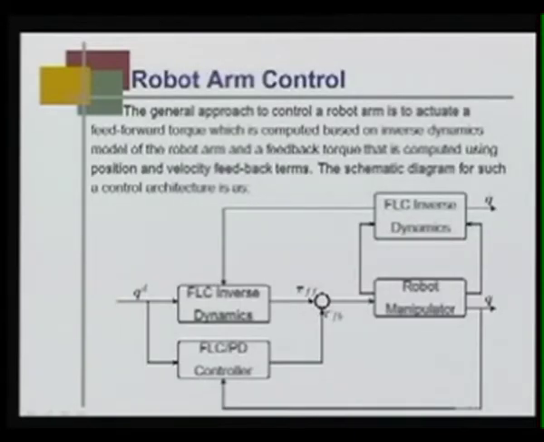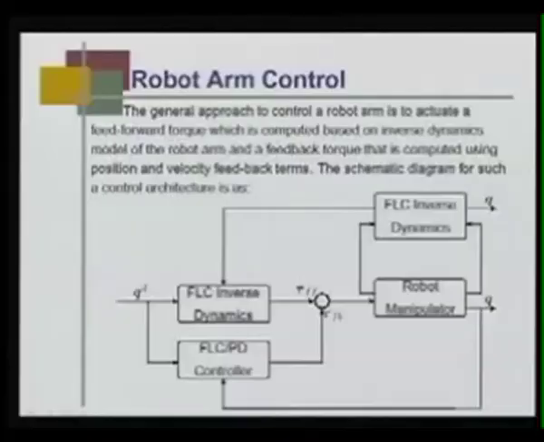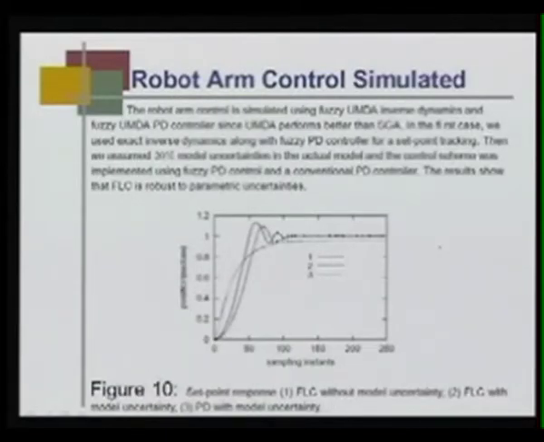Okay. So, finally, we first designed the 2 aspects separately. Now, we will put both of them together and design a robot arm control using both the inverse dynamics and the PD controller. If we do that, as we proposed earlier, you see that the robot arm control is simulated using fuzzy UMDA inverse dynamics and fuzzy UMDA PD controller, since UMDA performs better than SGA.